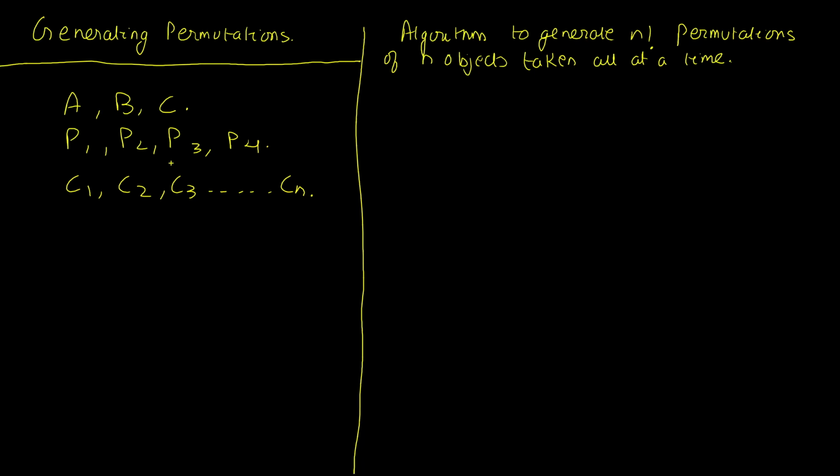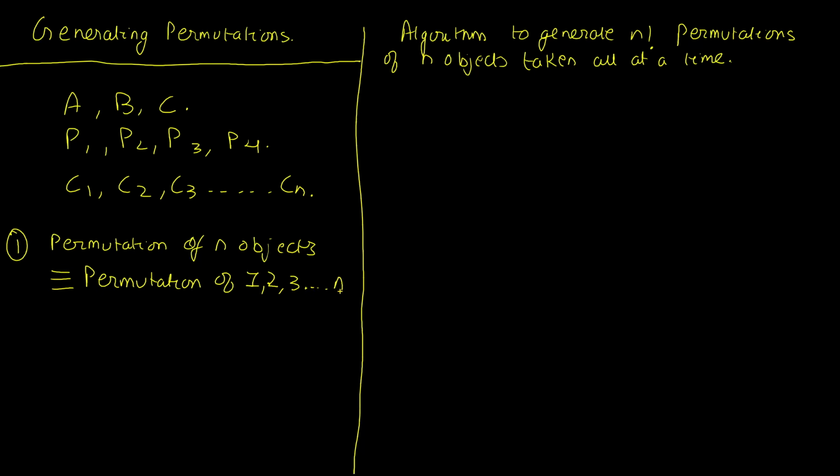Regardless of what items belong to my set, the first observation that I want to make is that the problem of generating the permutations of n objects is the same as generating the permutations of the numbers 1 to n. So why is this true and why is this useful? First, let's see why it is true.